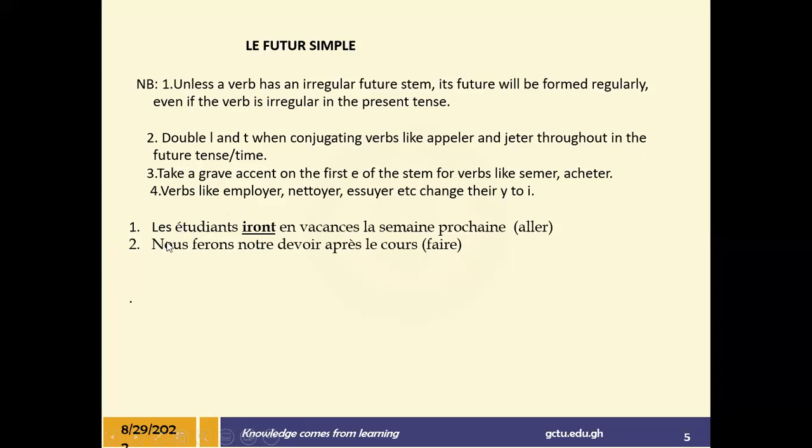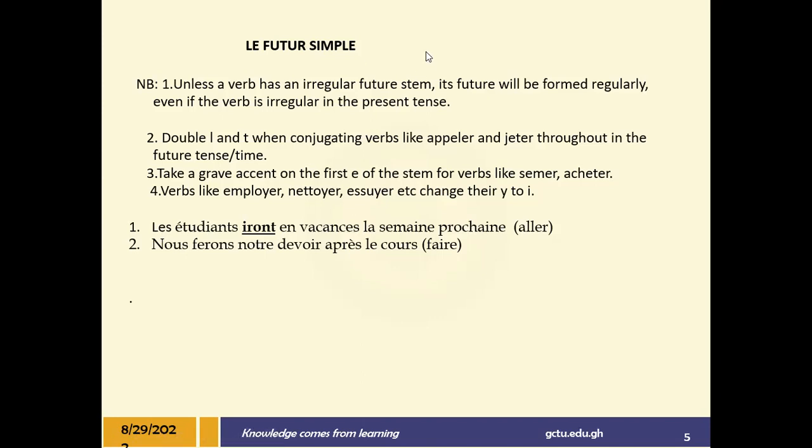Now, the translation for both sentences. The first one, what does it mean? Les étudiants iront en vacances la semaine prochaine et nous ferons notre devoir après le cours. La première phrase veut dire quoi en anglais? La traduction en anglais. How will you translate that into English? So that if I give you in English, you should be able to write this for me.